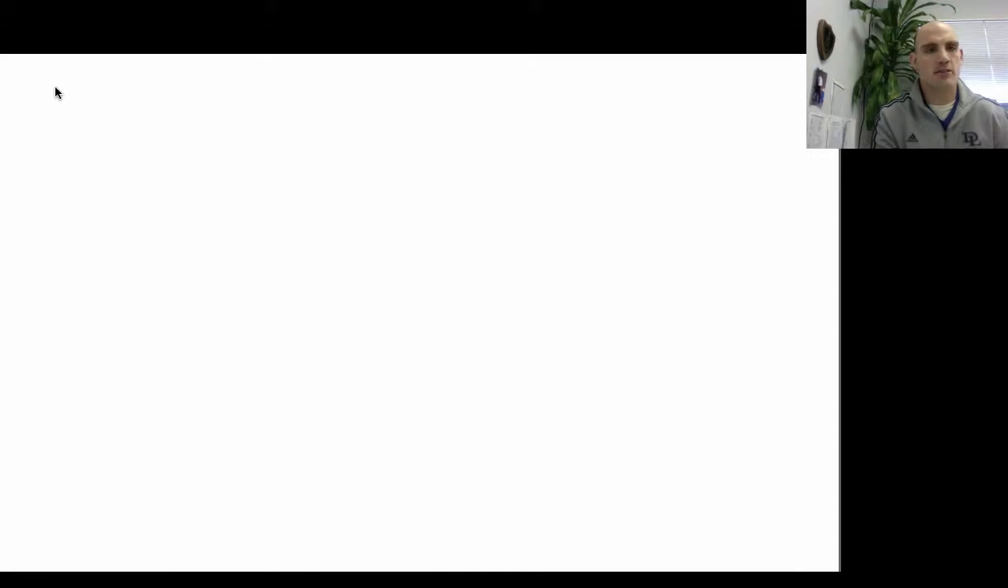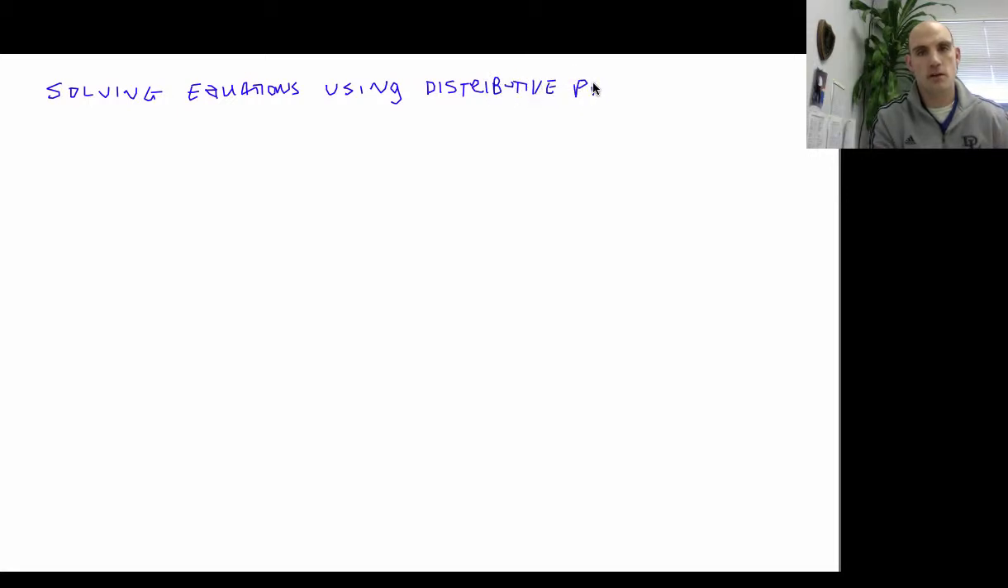So at the top of my notes I'm going to write: solving equations using distributive property. All right, so we're solving equations involving the distributive property. So let's do an example.